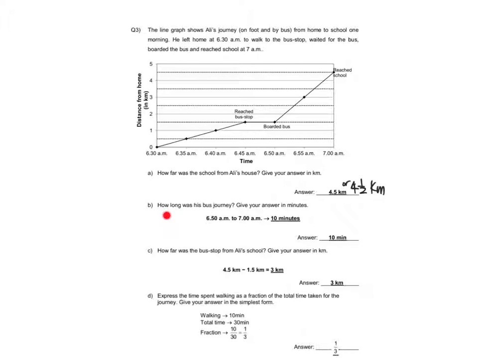So how long was his bus journey? Bus journey, we're talking about taking a bus. So boarded the bus here, then from here to here, 6:50 to 7 o'clock, which is 10 minutes. Please don't use this one to minus this. Once you do this, time cannot be minus. Time is not a value that you can subtract from. It is a nominal number. It doesn't have value to subtract.